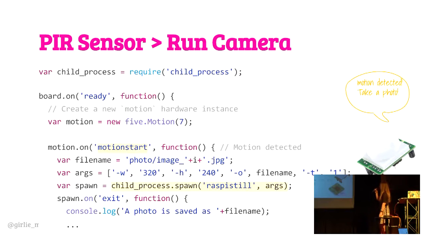Here I'm requiring child process. When the motion start event is fired, that means when the sensor is sending data, that's like, okay, motion's sensed. I'm calling this child process in a spawn method to spawn command line shell commands here, the raspistill. And it has some arguments to provide some extra data. As you can see, I'm using really small resolutions here. That was really a trial and error process for me.